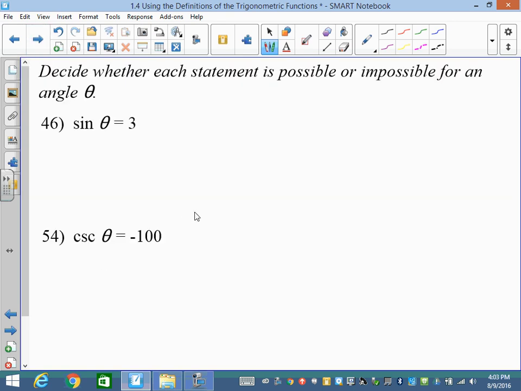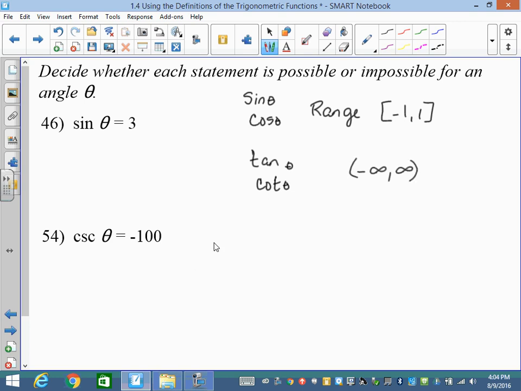Okay, this one here, decide whether each statement is possible or impossible for an angle theta. Well, maybe I should tell you the range on everything. Sine and cosine, the range, anyways, the values that they can have is -1 to 1. Tangent and cotangent, the range is all real numbers. So -infinity to infinity. Anyways, any number.